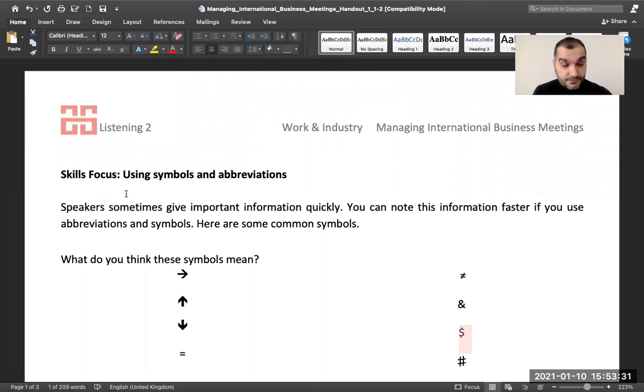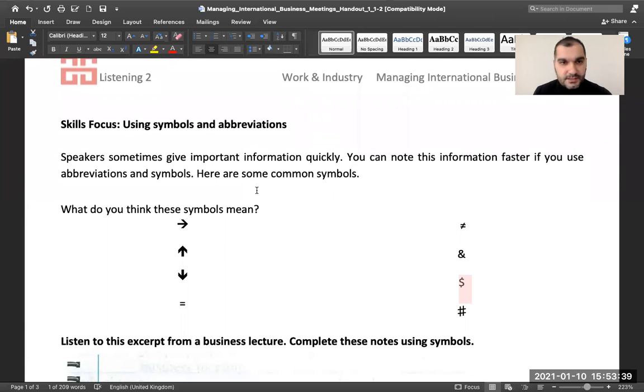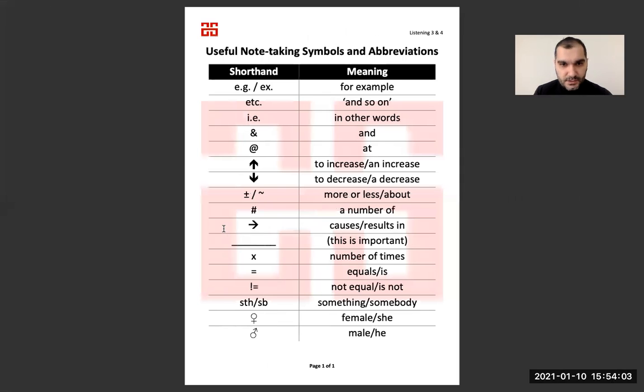The first part is about skills focus and using symbols and abbreviations. You should know that this part is of pivotal significance because while listening, you need to act in a limited time period, and so you need to be faster while note taking. You may benefit from these symbols. To help you understand better, I would like to show you this document and the shorthand.